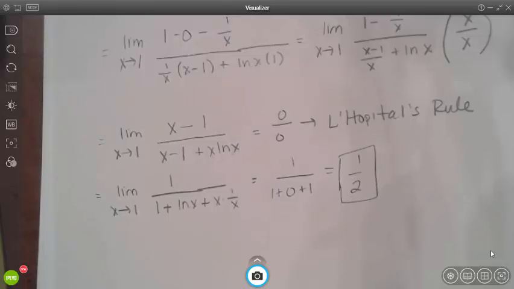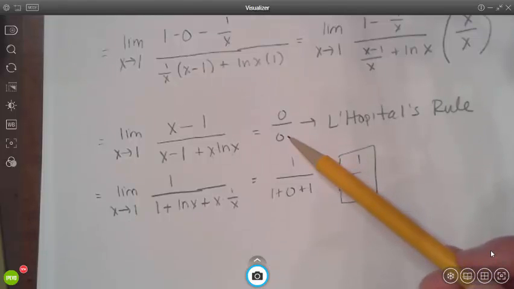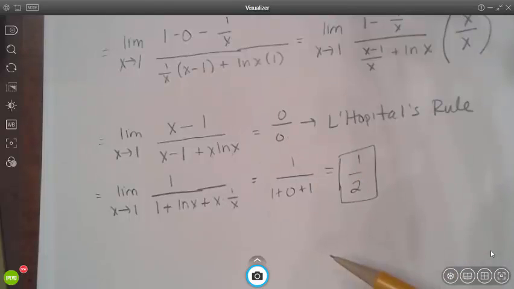You can use L'Hopital's rule as many times as you need to use it, so long as you keep getting 0 over 0 or infinity over infinity. So in this case, I had to use it twice to get to this limit answer. Sometimes you might use it once. You could use it 5 times. It doesn't matter. So long as you keep getting 0 over 0 or infinity over infinity, you can continue using L'Hopital's rule. Okay? So we're going to stop there for today, and you're going to have some homework problems that go through those types of questions.